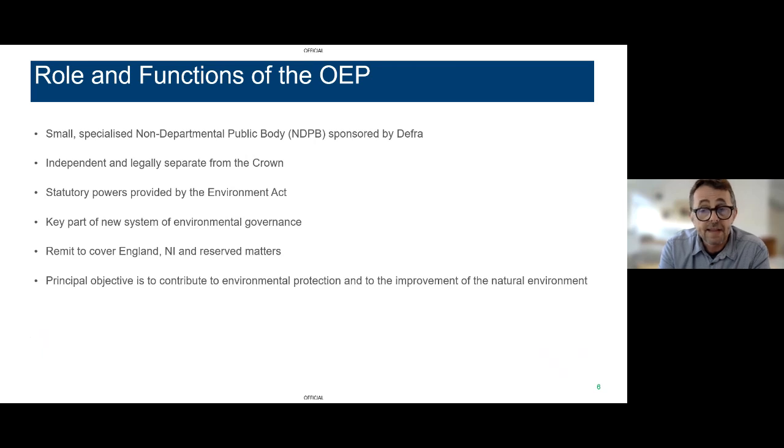So just a bit of background as to how we came to be and what we actually do. The OEP is a small body. There's only about 70 of us working for the OEP. And although we are sponsored by DEFRA, so in the grand scheme of things, the way the government's organised, all little organisations have an owner or a sponsored department, we are wholly independent. And that's important because actually a big part of the job that we do is holding government departments to account. So we need to be a wholly independent voice with no ministerial control. So we're independent and we are legally separate from government and its departments.